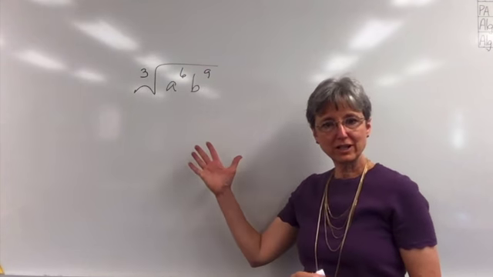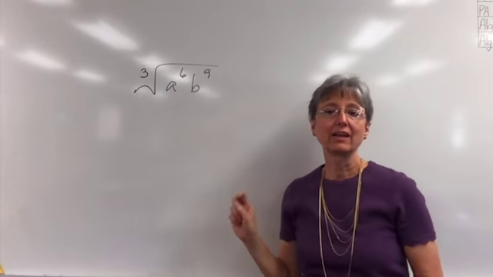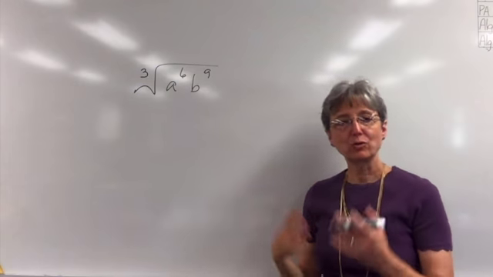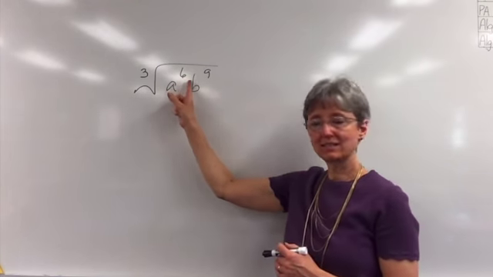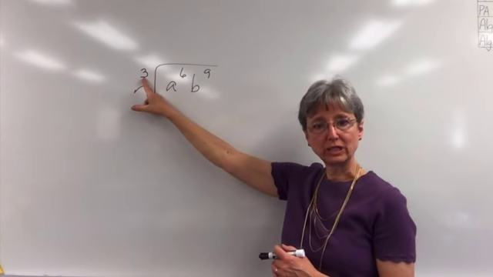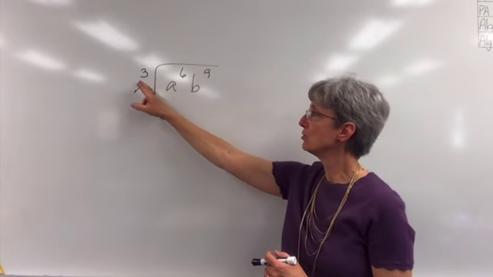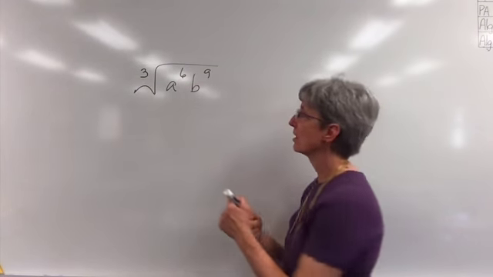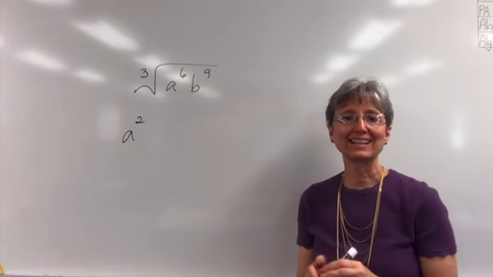So here's another problem. I want the cube root of a to the 6th, b to the 9th. I want this simplified. So remember what I said before. If I take this 6 and divide it by 3, I will get 2. So there are two groups of 3 in 6. So this becomes a squared. I can take out 2 a's.